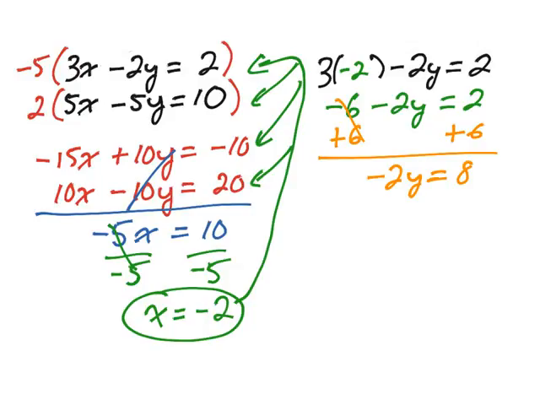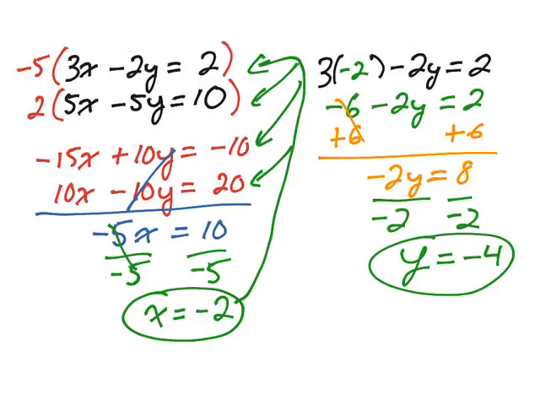Finally, all I need to do is divide both sides by negative 2. And I get the value y equals negative 4. So my answer is the ordered pair negative 2, comma, negative 4.